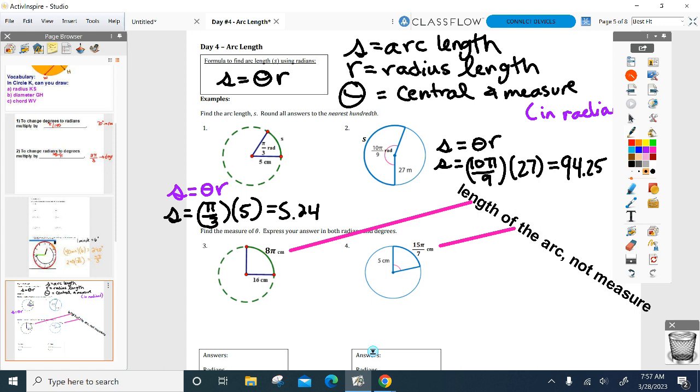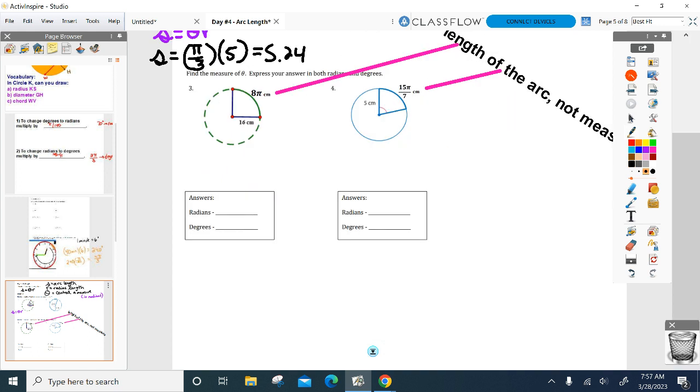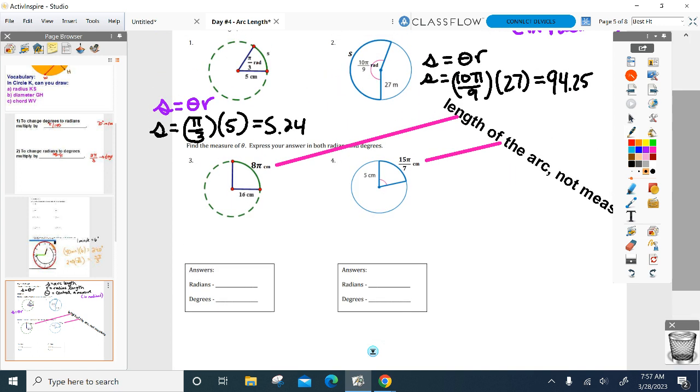Questions from you guys? All right, let's keep using this formula, but to solve for something other than S now. I just made a little note here. Just make sure you're aware the 8 pi and the 15 pi over 7, that's the length of the arc, not the measure. That's the length. And what I'm looking for is how many degrees and radians are in the center. I want both: how many radians and how many degrees.